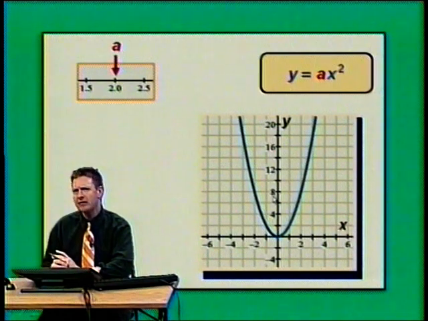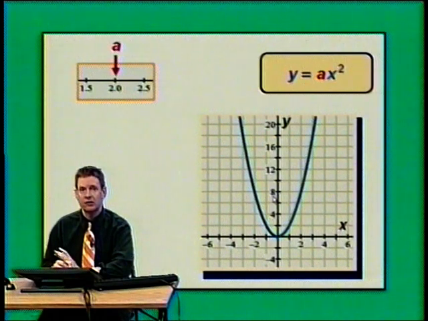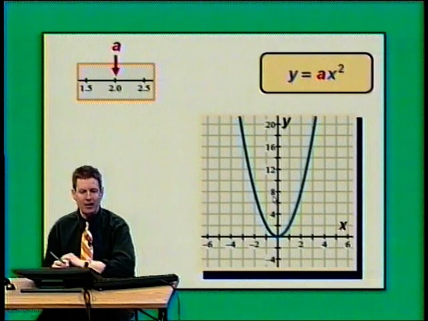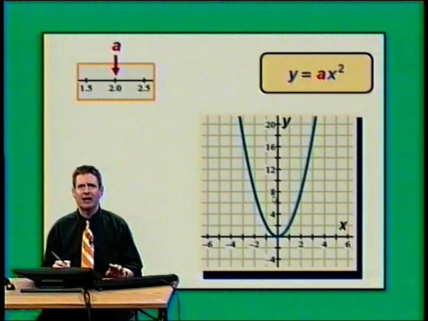So when a is positive, the larger the value of a, the more narrow the parabola. The smaller the value of a, the wider the parabola. This is when a is positive. I wonder what happens when a is negative.